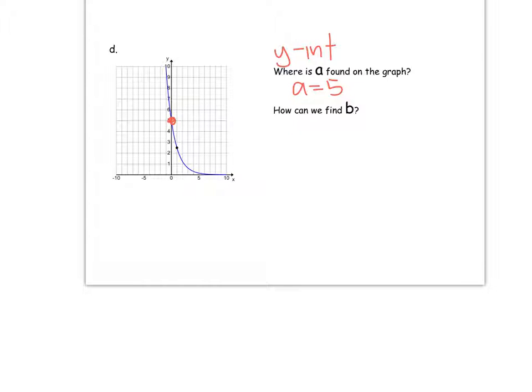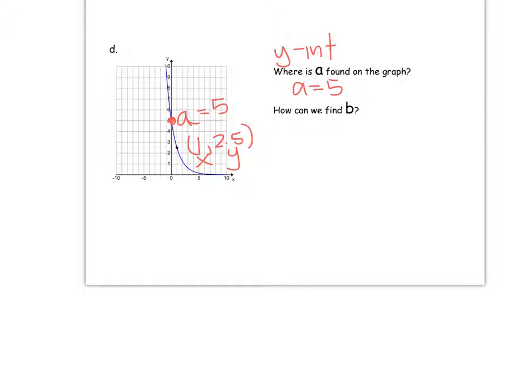How can we find b? Well, we need an x and a y again. Typically, I'm going to give you a highlighted point. Here it is right here. So let's see, that was our a. a was 5. And then here's our x, y. Over 1 to the right, and then up, looks like 2.5. So (1, 2.5). That'll be x and y.